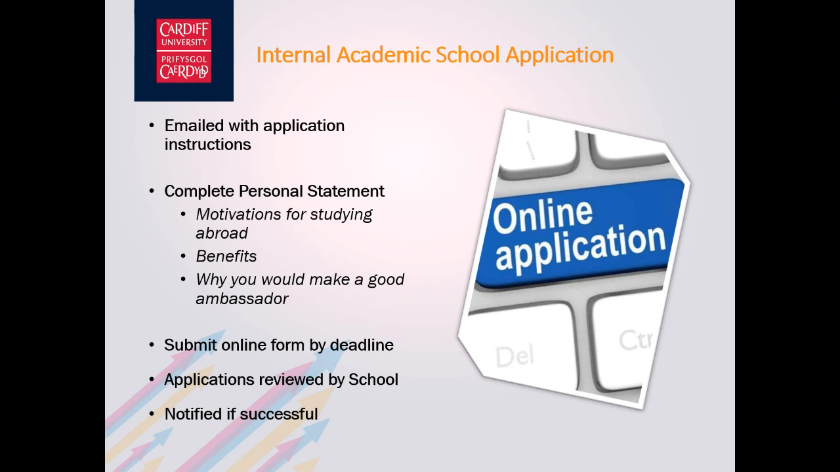The application deadline is decided by your academic school, so it's different for every school, but you will be notified of the application deadline as part of the application process. Once you've submitted and the application has been reviewed, you're usually notified of the outcome around the end of January or beginning of February. So the timescale can be quite a few months in between the promotional session and finding out, but it does give you plenty of time to research as well.